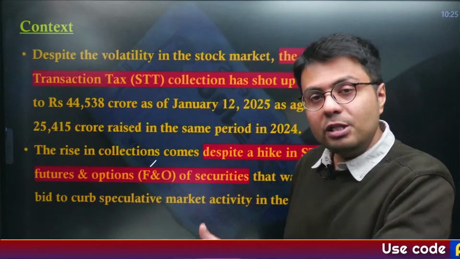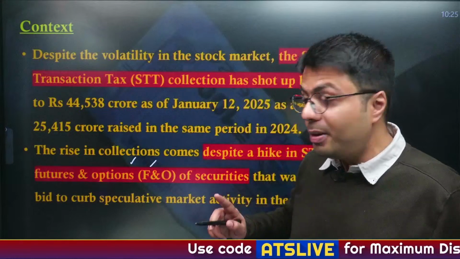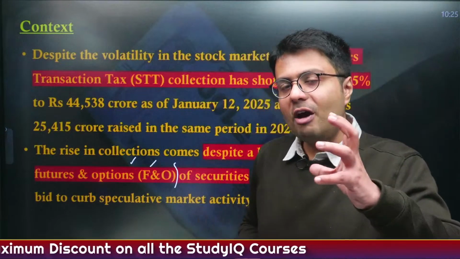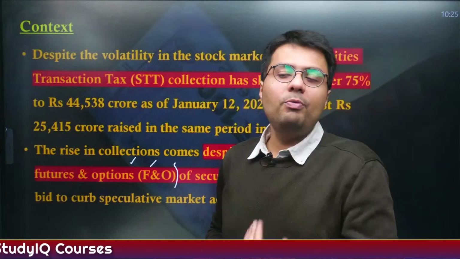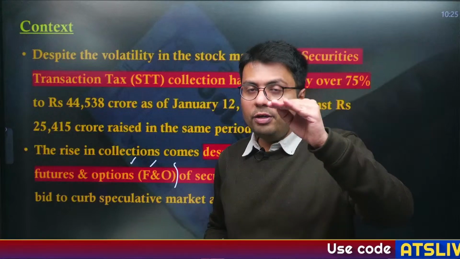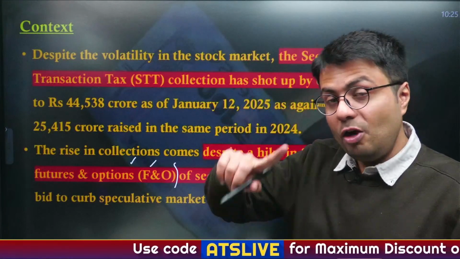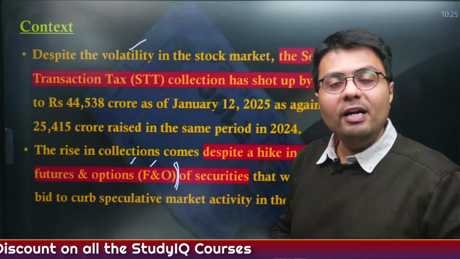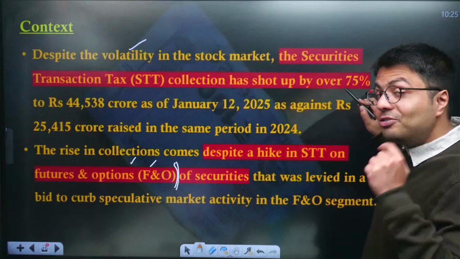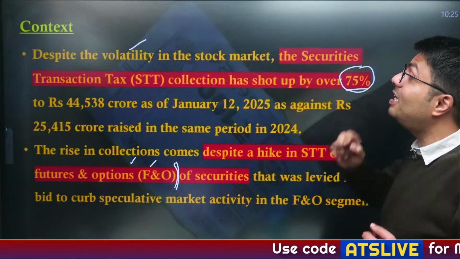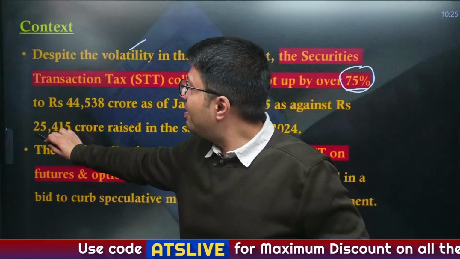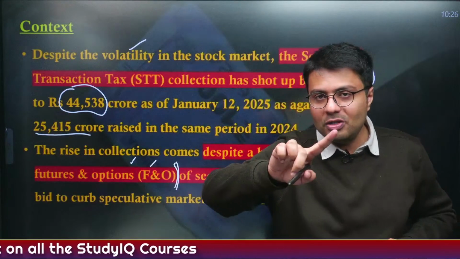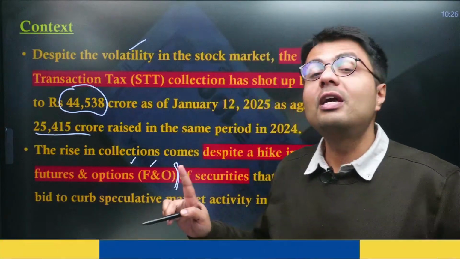So in order to discourage people from participating in trade of these kinds of commodities, the government doubled the amount of securities transaction tax, particularly on these commodities. However, as you can understand, if the government increases a tax, you'd naturally understand the people will try not to participate in trade, and it will eventually lead to a reduction in the government's collection of tax. But the opposite actually has happened. Despite the volatility in the stock market or trying to discourage people from investing in these kinds of financial instruments, the collection of securities transaction tax has increased, and not just by a meager amount but by 75% in total. It was earlier about 25,415 crore rupees. However, it is now 44,538 crores.